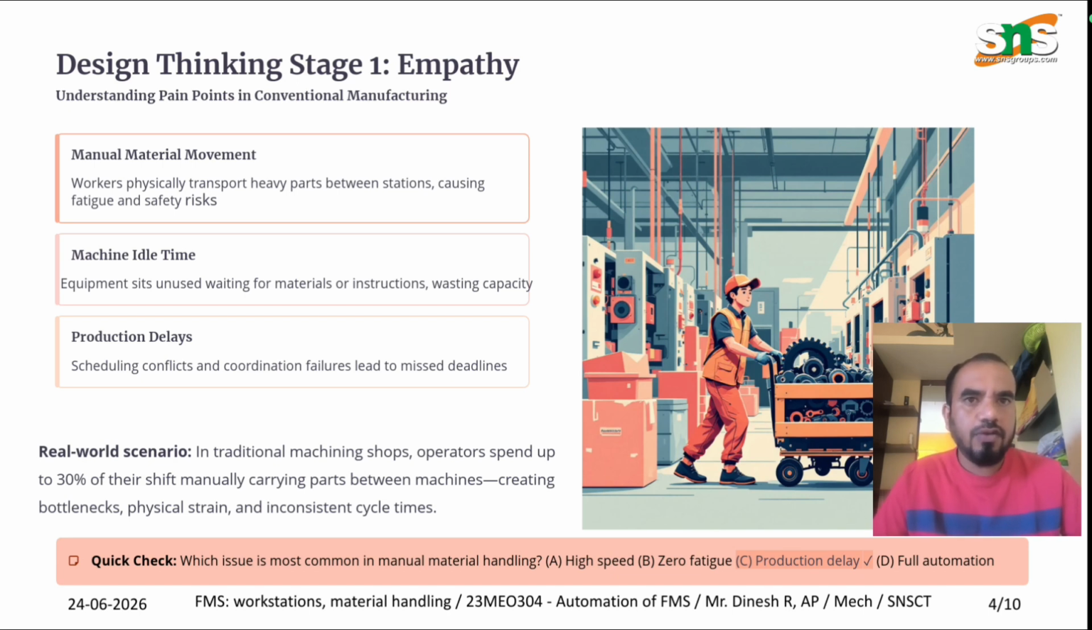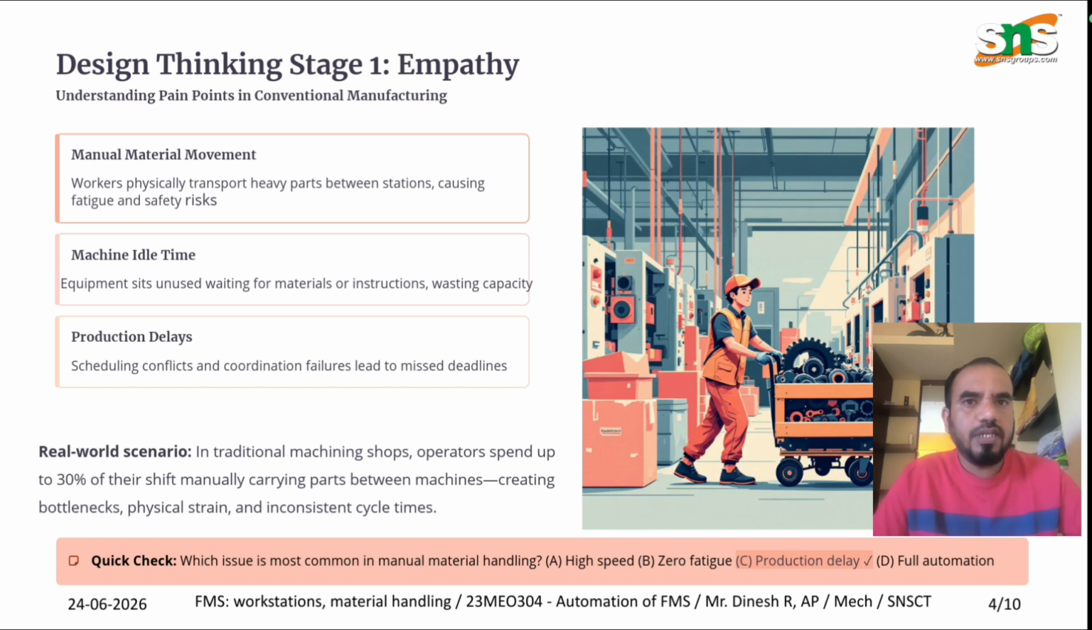Okay, so manual material movement. Workers physically transport heavy parts between stations, which causes a safety risk, right? If you physically transport heavy materials or parts from one place to another, it will lead to severe accident factors. It is also time consuming. Okay, so this is also one of the major reasons, followed by machine idle time.